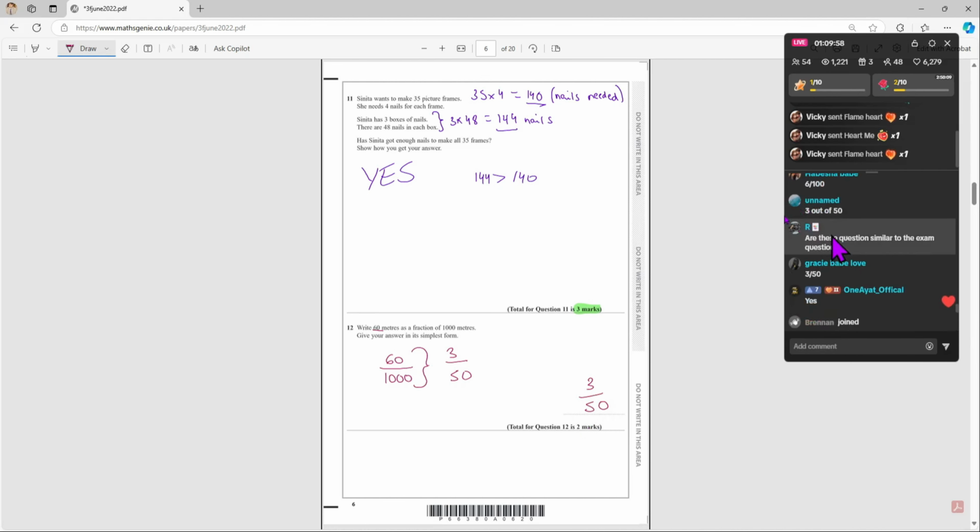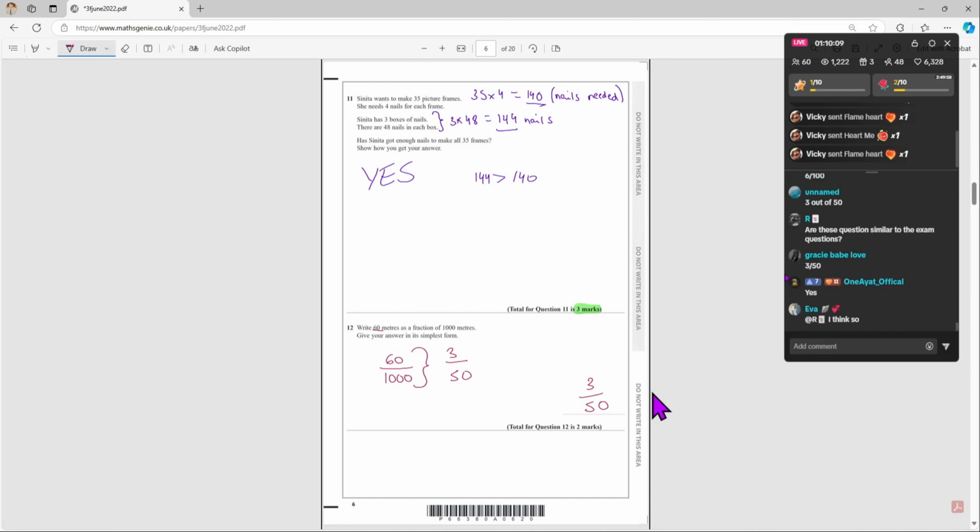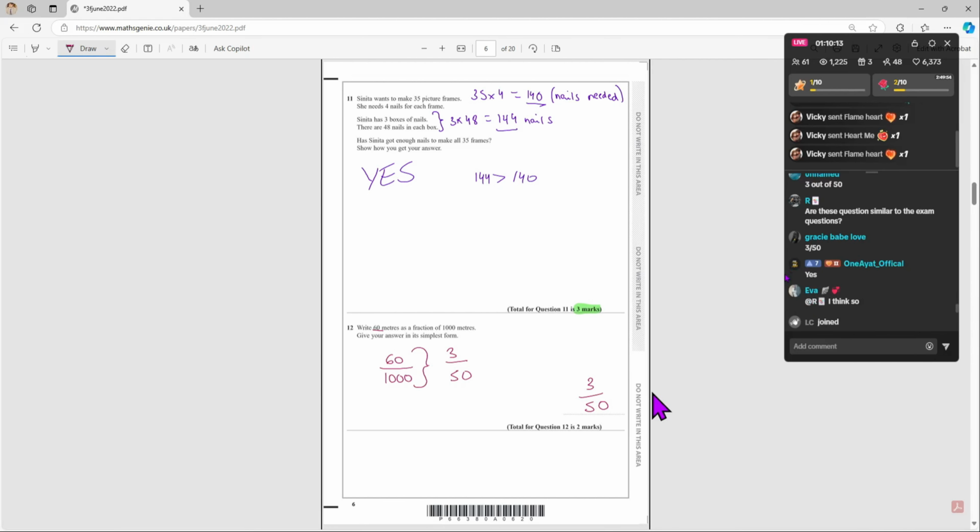So that was easy. So are these questions similar to the exam questions? This is a past paper, so these are past exam questions. If you're thinking about mocks, these questions actually come up in your mocks, but you do not know. It depends on your school which one they do. So these questions might come on your mocks. You never know.